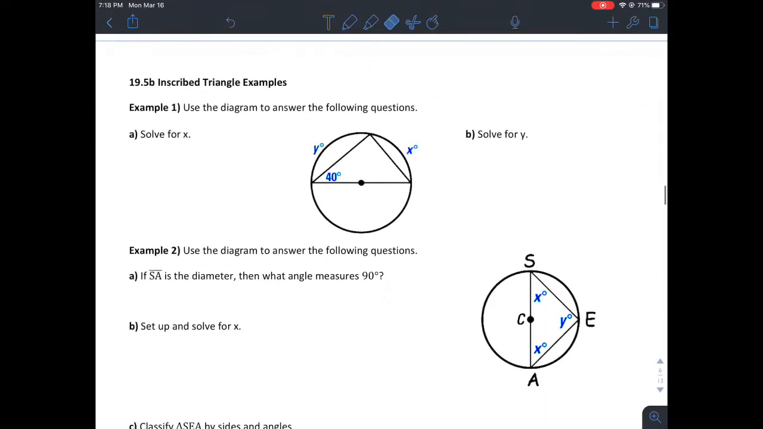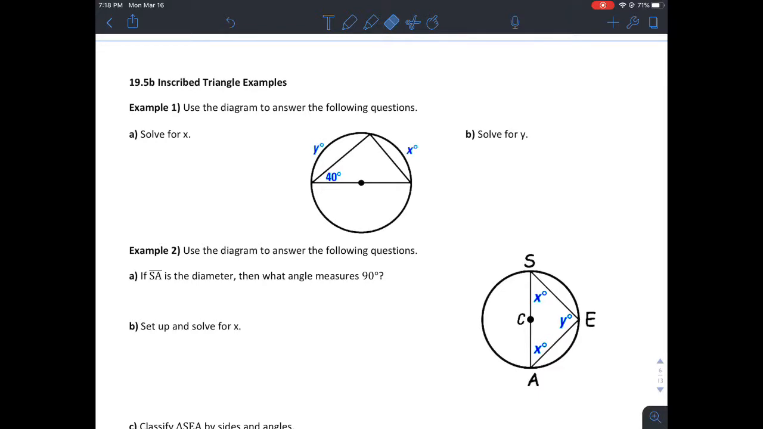So let's go ahead and do some problems. Now for these, I really want you to actually treat some of these as practice. I'm going to do a few of these, but I want you to actually see if you could do them. All right. So I'll show you this one, and then we'll see if you can get some done for yourself. So for example 1, it says use the diagram to answer the following questions.